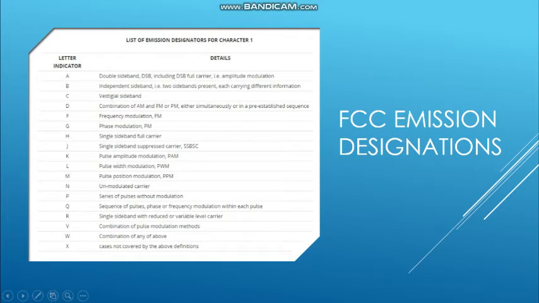FCC emission designations, and this is also the code with which you help to be transmitted. So, list of emission designations for character 1, or the first symbol. The letter indicators here are A, B, C, D, F, G, H, J, K, L, M, N, P, Q, R, S, V, W, X. And the details: it's either double sideband, independent sideband, vestigial sideband, and etc.